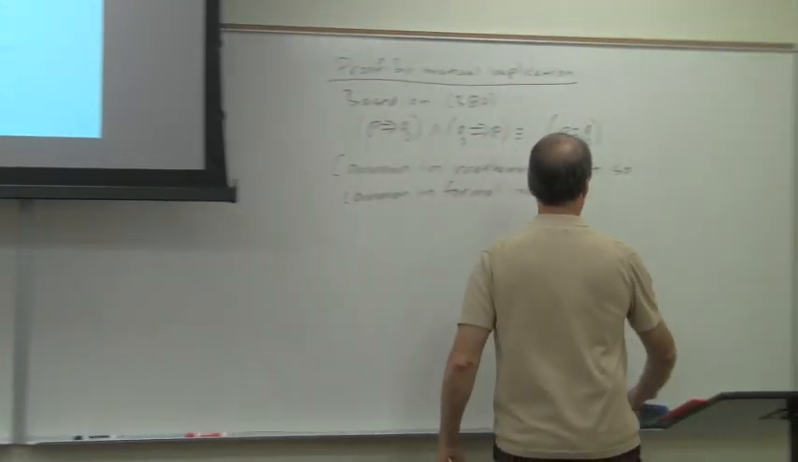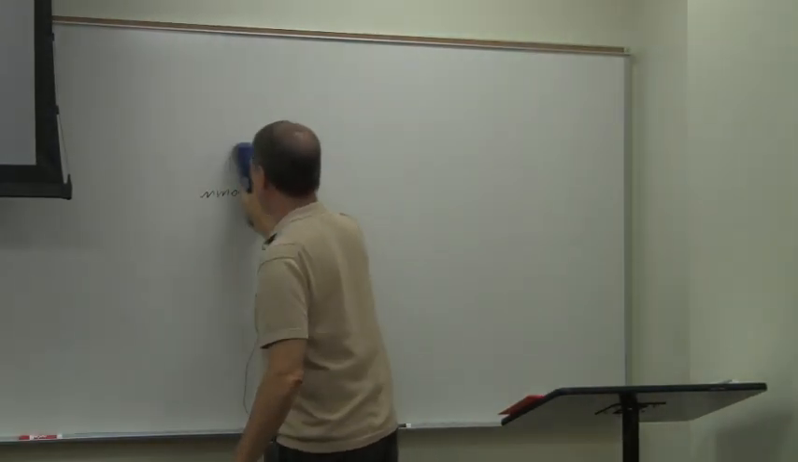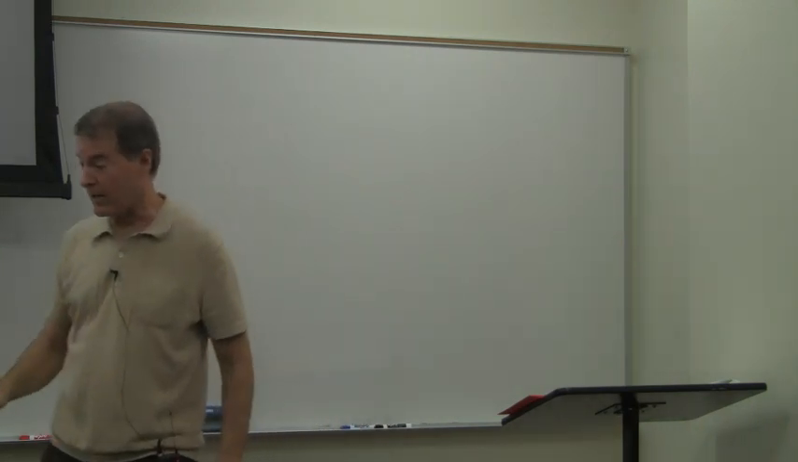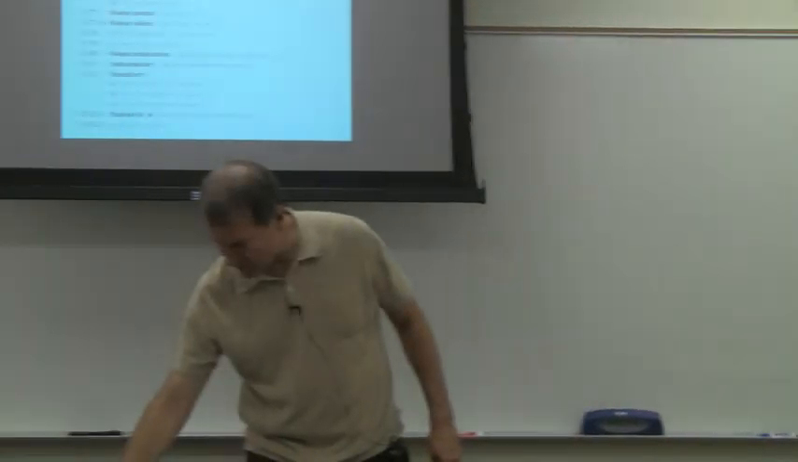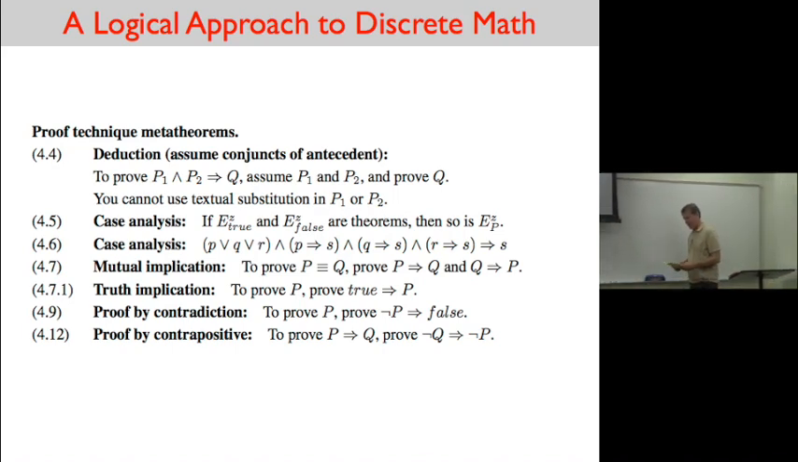Okay. Now, the next proof technique that we're going to learn is one that is slightly more useful in formal methods. This is called proof by contradiction. Before we do proof by contradiction, I want to actually prove this theorem 4.9. It says not P implies false equivales P.